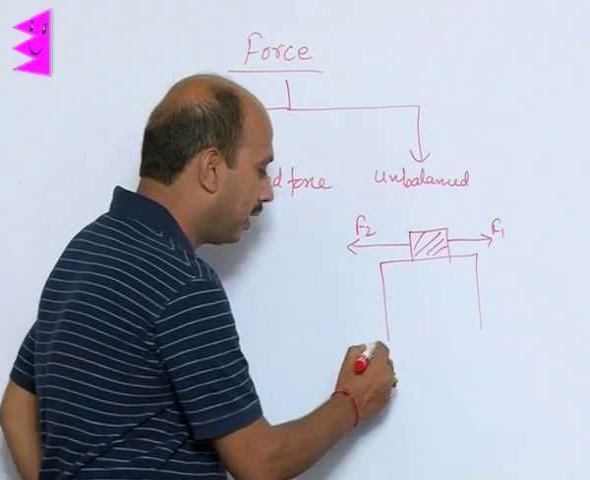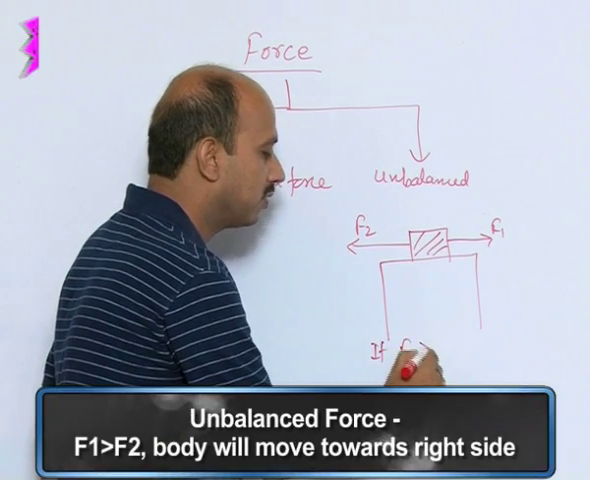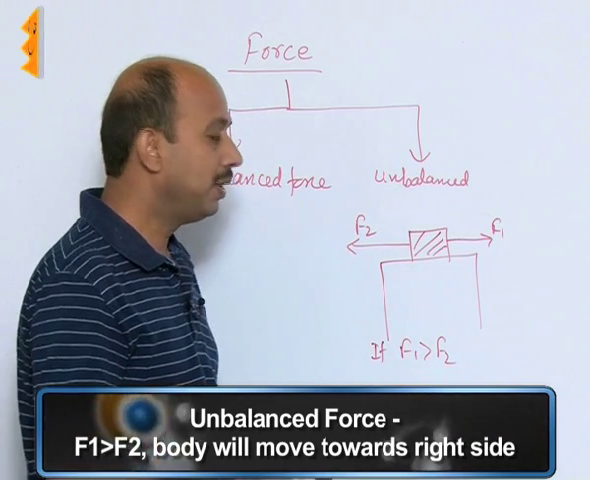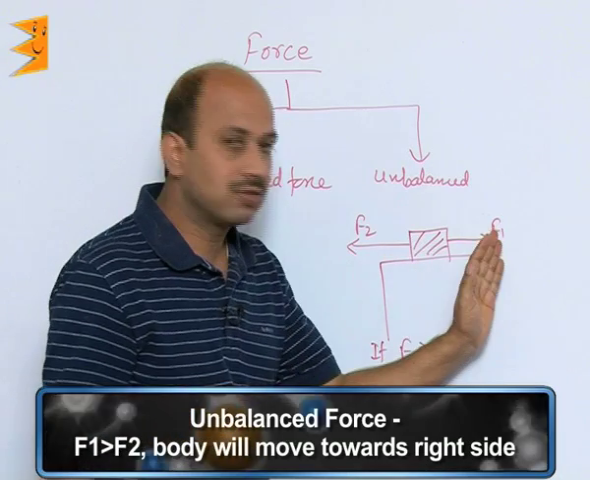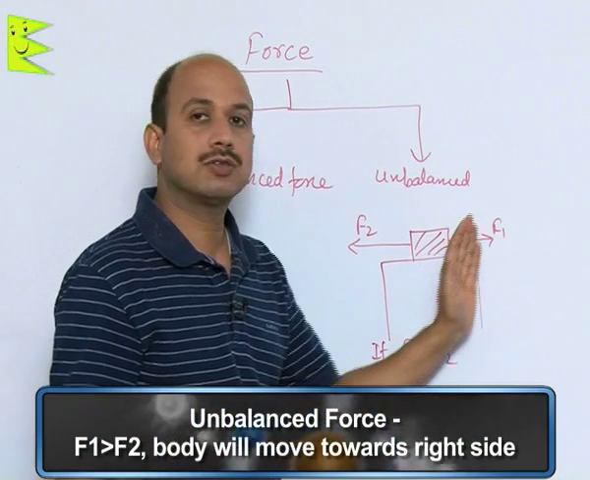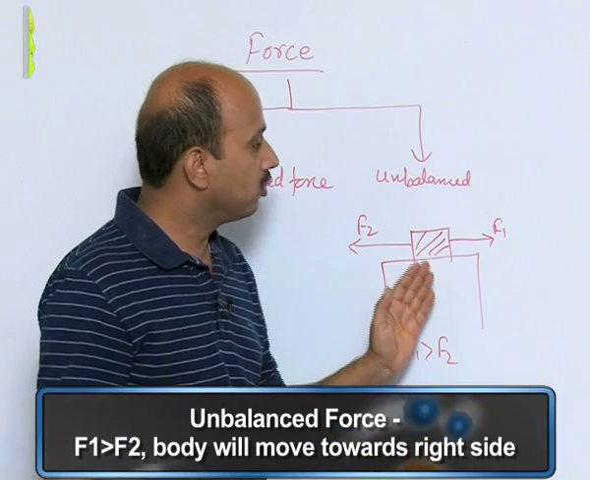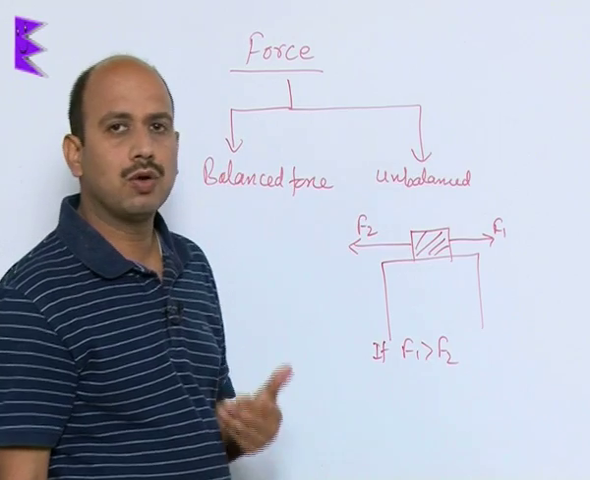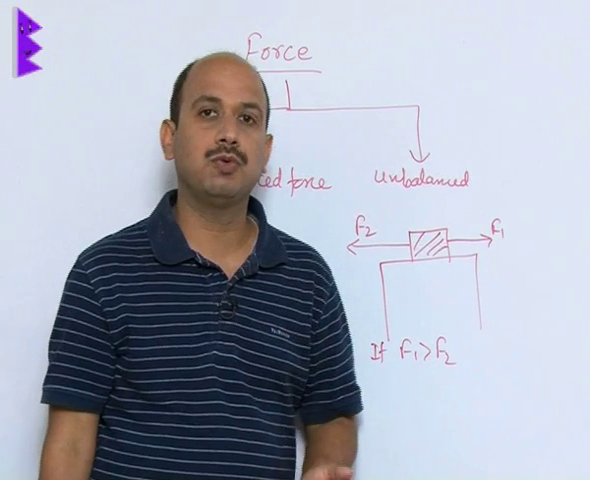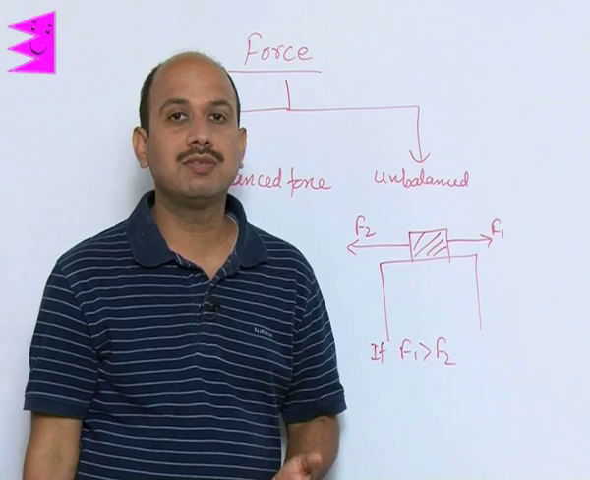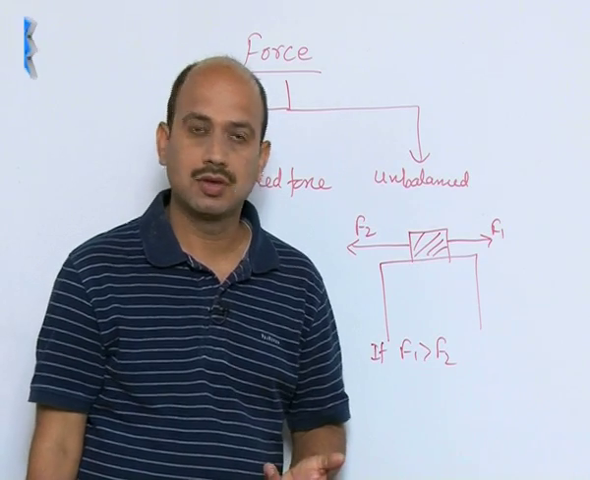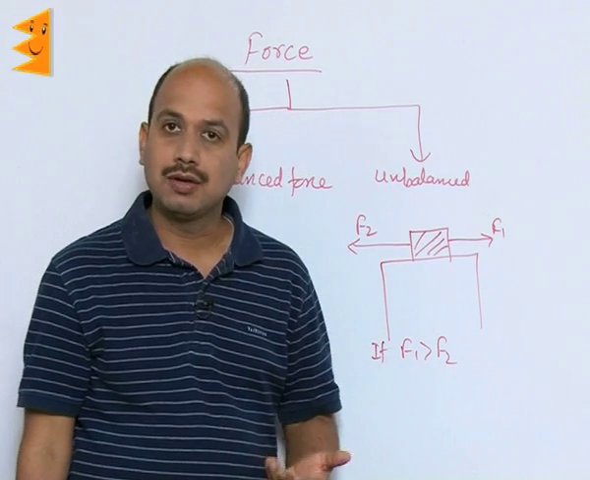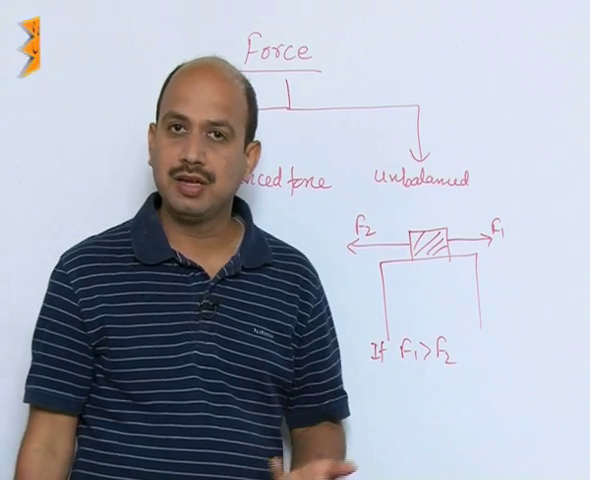But if F1 is greater than F2, let it be 100 Newton and this one 50 Newton, then what will happen? The net force will be acting to this side and the body will move in the direction of F1. So this force is unbalanced. Whenever you apply force, many forces are acting on a body, and if the net force of these forces is not equal to 0, we say the forces are unbalanced. In case of unbalanced force, the position of the body may change and the body can also accelerate.